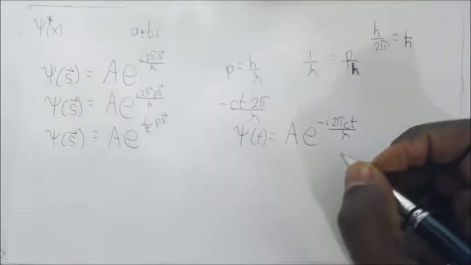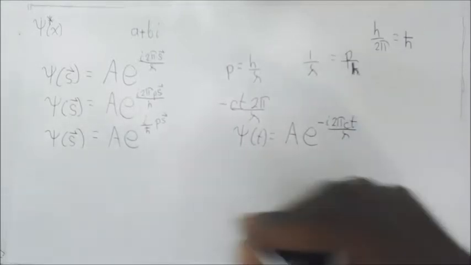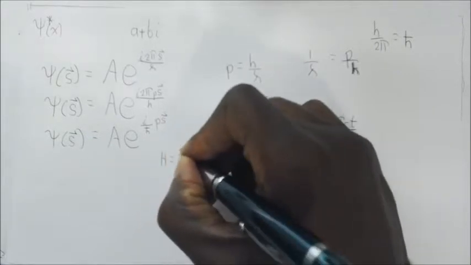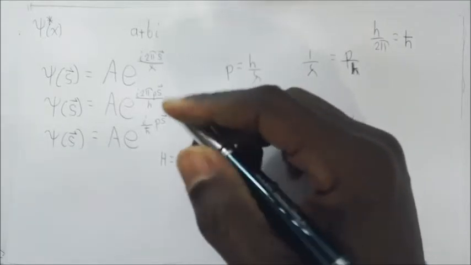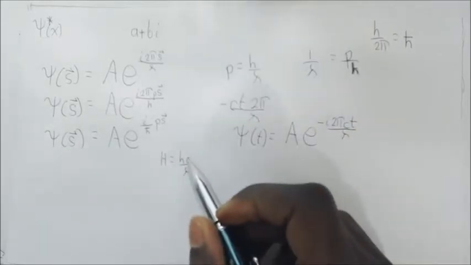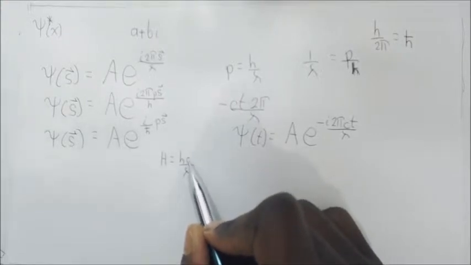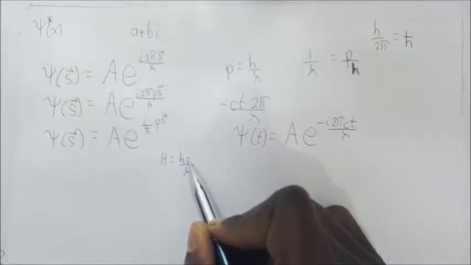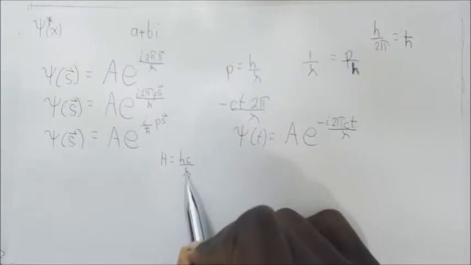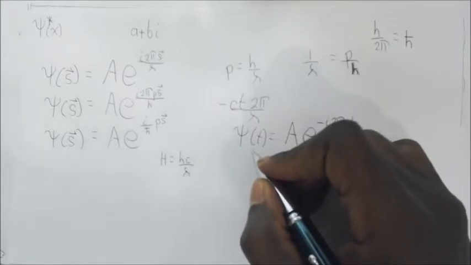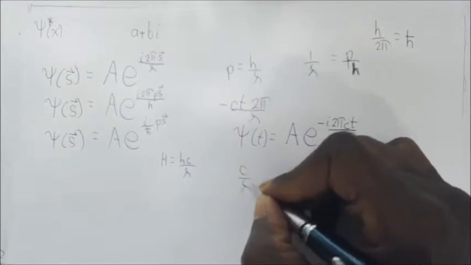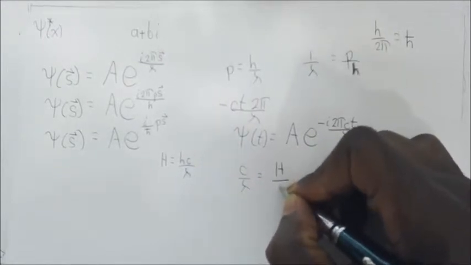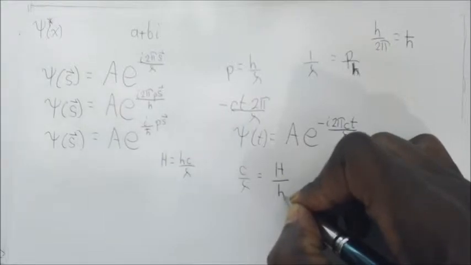Incidentally, experiments have shown that the Hamiltonian, which is essentially the energy, which we'll call H, is equal to h times c over lambda. Again, h is Planck's constant, c is the speed of light, and lambda is the wavelength. So c over lambda is the frequency. And using this equation, we can say c over lambda is equal to H, the Hamiltonian, over Planck's constant.